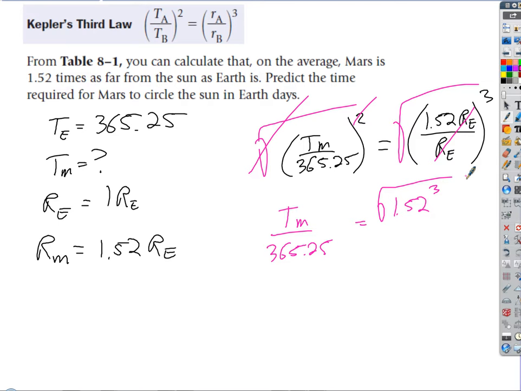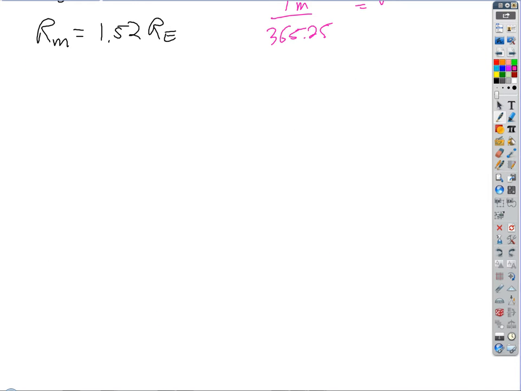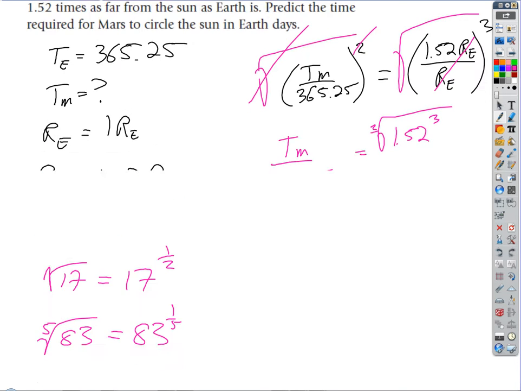So a square root is really just a second root, right? And so to take a square root, you could just take something to the power of 1/2. So if I want to take the square root of 17, that's the same thing as saying 17 to the 1/2. If I want to take a fifth root of 83, that's the same thing as 83 to the what power? The 1/5, right? And so how can we use that up here then?